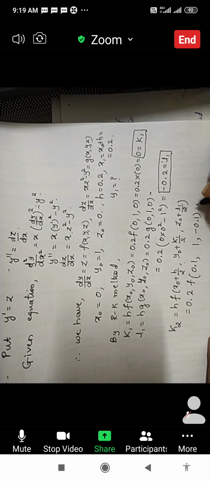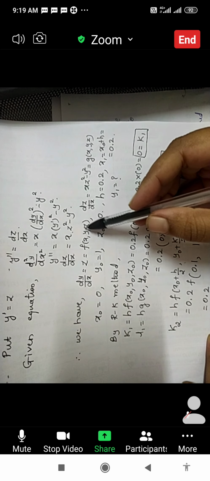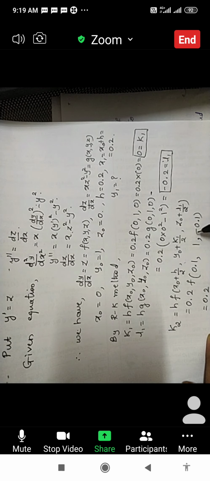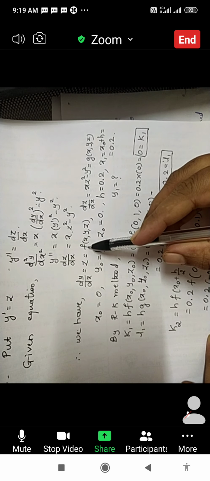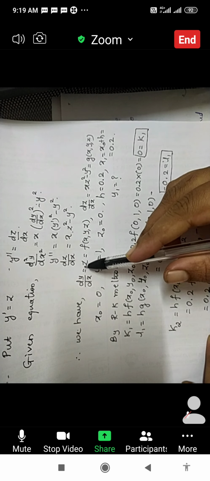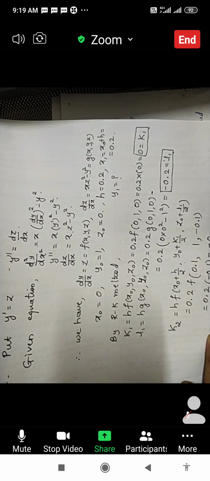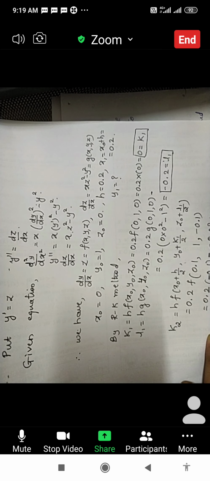Now this is 0.2 times f. How is the function f defined? f is defined as just z. So in place of z we have minus 0.1. When you take this format, no need to write f because you have already applied f. When you are applying the function f on the three variables, you just write that variable z. So minus 0.1 multiplied by 0.2 gives minus 0.02. This is K2.